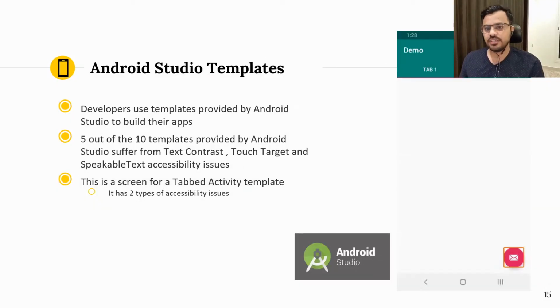So Android Studio is the official IDE for building apps in Android, and developers sometimes use those templates instead of starting from scratch. So we analyzed those templates, and we found that 5 out of the 10 templates that we looked at suffer from different accessibility issues. For instance, this screen, which was built using the tabbed activity template, has 2 accessibility issues, as you can see. So we think that the presence of these issues in the templates may have contributed towards the high number of some of the accessibility issues in apps.